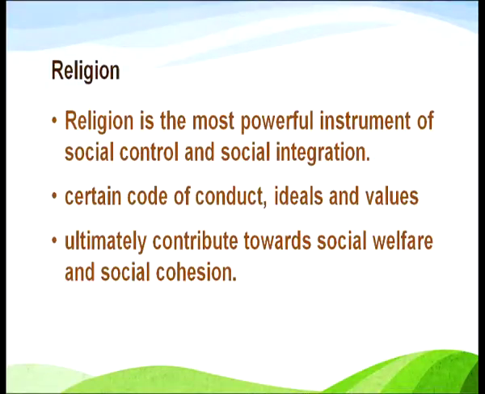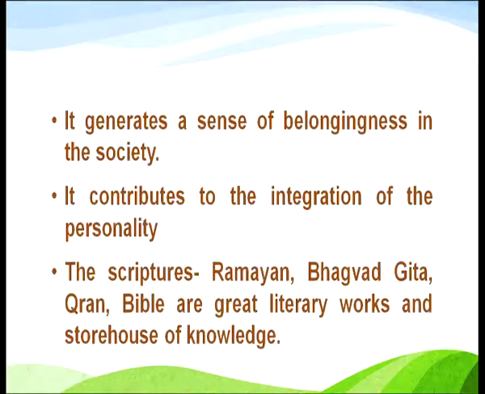Now, let us discuss next very important social institution, that is religion. Religion is the most powerful instrument of social control and social integration. How religion works for social control? As every religion has certain code of conduct, ideals and values. We all, being a follower of a religion, try to imbibe such qualities among us which ultimately work for the benefit of the society. It generates a sense of belongingness in the society.